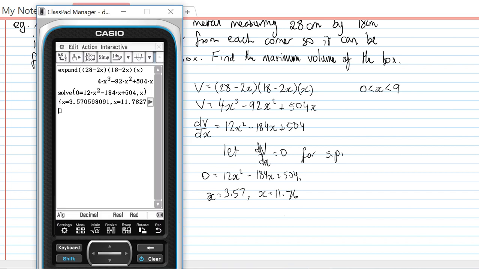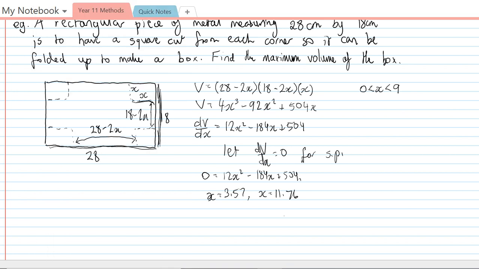Yep. Okay. So the thing is that there are 2 stationary points here, and this is where the domain that I mentioned earlier becomes important, because we know that the x value can't be any more than 9, otherwise we would be cutting off that whole side of the shape. So x equals 3.57 must be our answer.